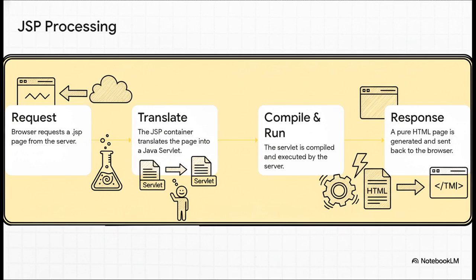And here's the key step. It translates your nice, clean JSP page back into a Java servlet. Yep, underneath it all, JSP is really just a more convenient way to write one of those servlets. That new servlet is then compiled and run, and the final, pure HTML it generates is what actually gets sent back to your browser. And the cool part is, this translation only happens the very first time the page is requested. After that, the server just reruns the super fast compiled version.